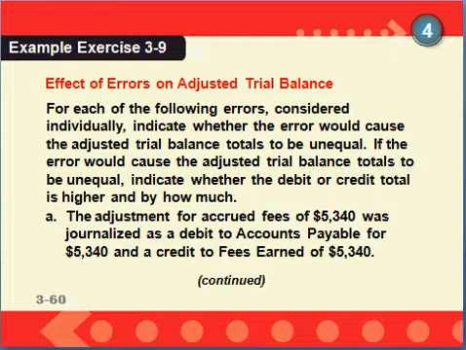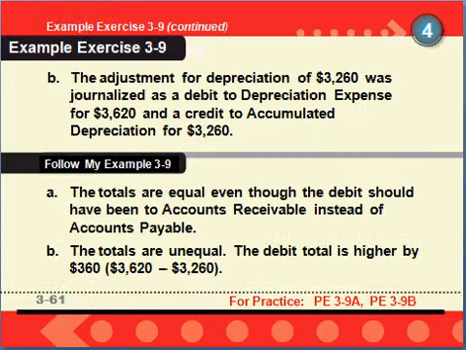The only problem we have with this one is we should have debited accounts receivable for $5,340, and we see that on this slide. It says down at the bottom, the totals are equal for the transaction we just discussed, even though the debit should have been to accounts receivable instead of accounts payable.